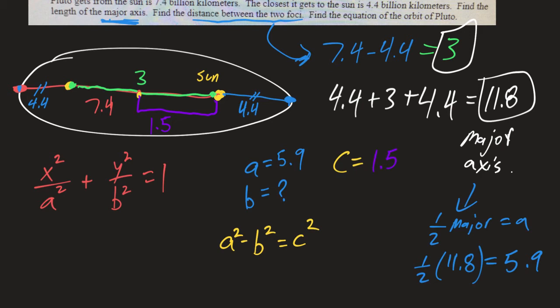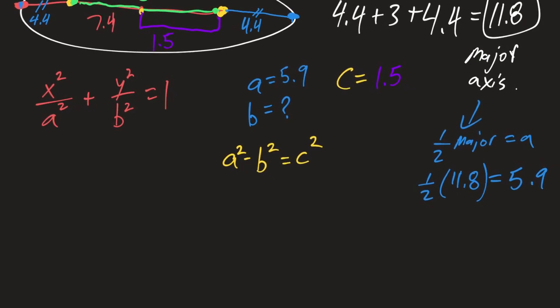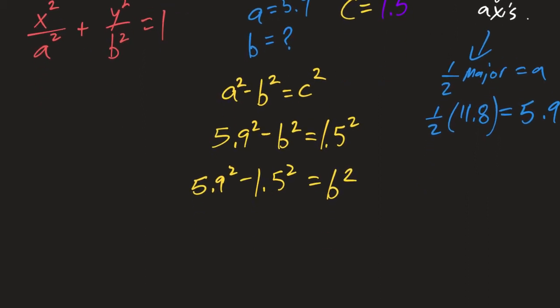Let's use this relationship to help us solve for b. So 5.9 squared minus b squared equals 1.5 squared. We can rearrange this: 5.9 squared minus 1.5 squared is b squared. We plug it in our calculator, and we should get that b squared equals 32.56. Of course, we do want to solve for b individually, so we'll take the square root of each side.